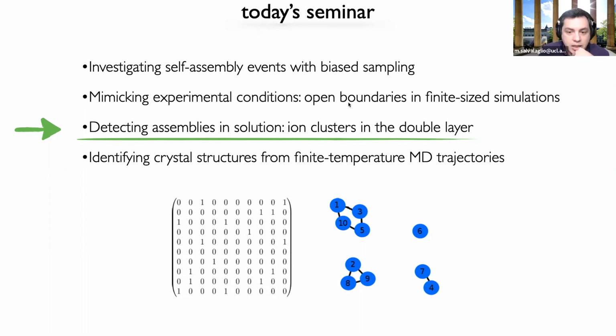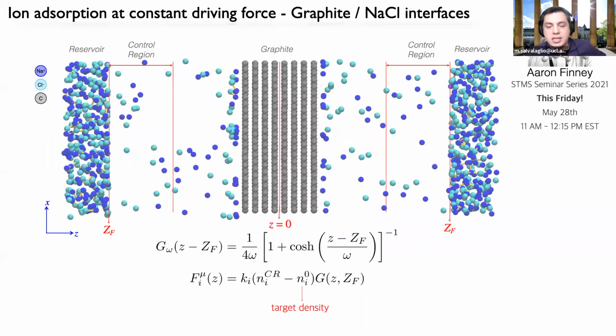So in this particular case, we are looking at the formation of ion clusters in the double layer of an aqueous solution in contact with the graphite electrode. And this is a work in which we are also applying the CUMD idea that I just described above to avoid any depletion or deviation from electron neutrality in the solution bulk. This is the work that Aaron Finney has been performing in the group. It's actually very timely that this is coming up today, because he's going to give an STMS seminar series 2021 seminar this Friday.